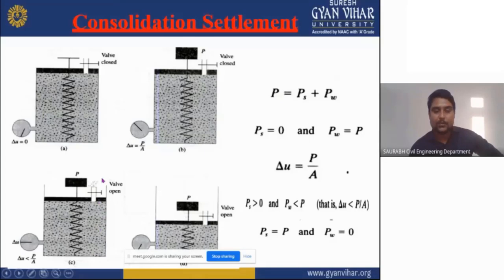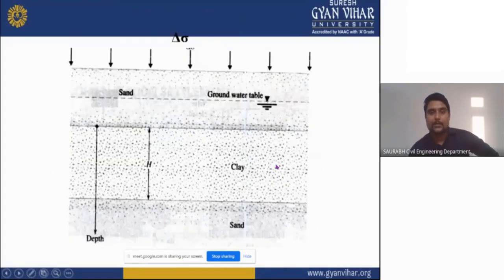Here we will apply the pressure, and when we open this, water will go out. Here you can see P is equal to PS plus PW, meaning pressure of soil or solid, and PW is pressure of water. At the start PS is equal to 0 and PW becomes P, so it is P upon A. PS is always greater than 0 and PW is always less than P. So finally P is written as PS equal to P, and PW will be 0 here.